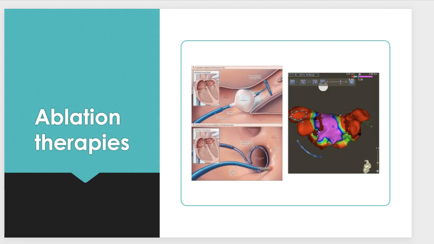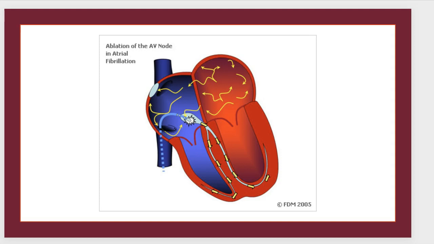So again, ablation therapies. These are just some pictures that show how we perform these procedures. This image just shows the ablation of the AV node. Again, when we do this for definitive rate control, the patient does become dependent on a pacemaker.